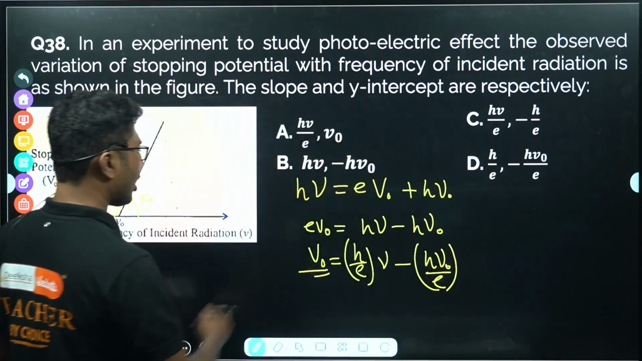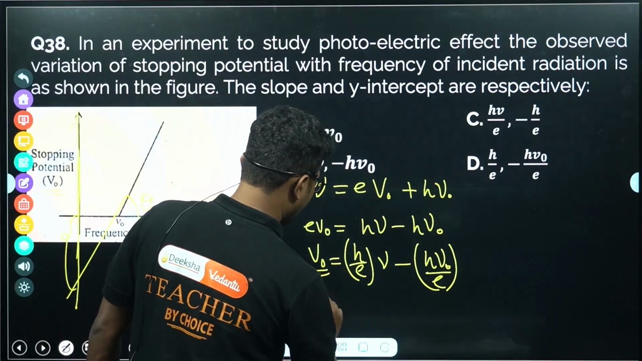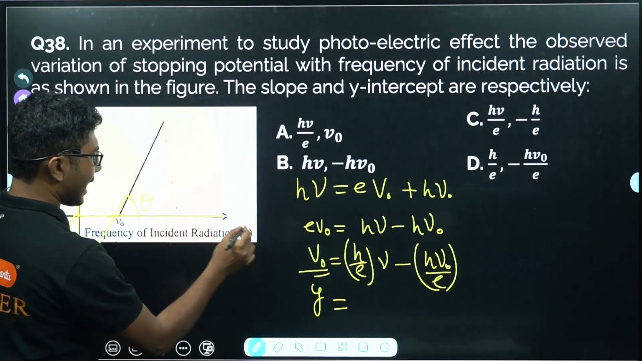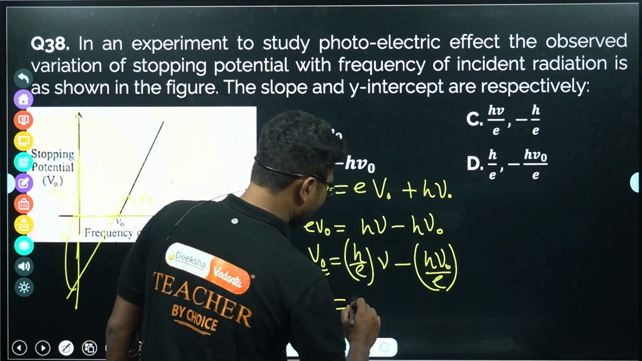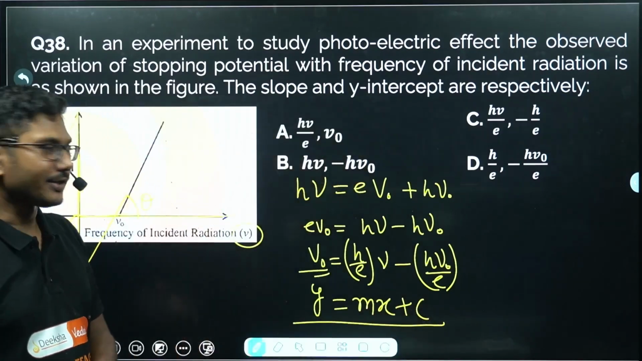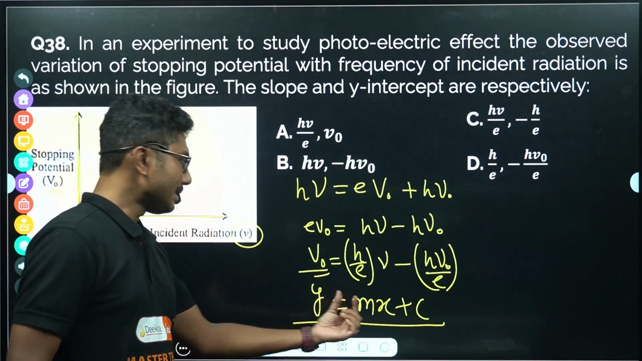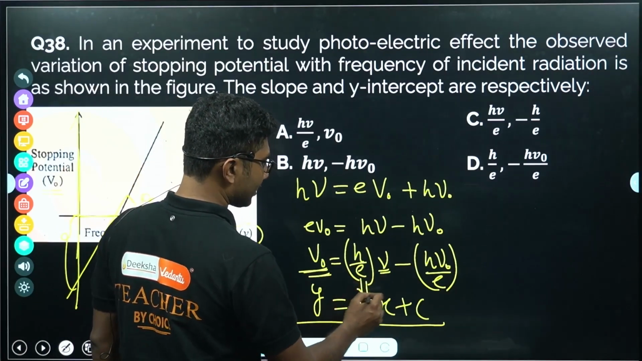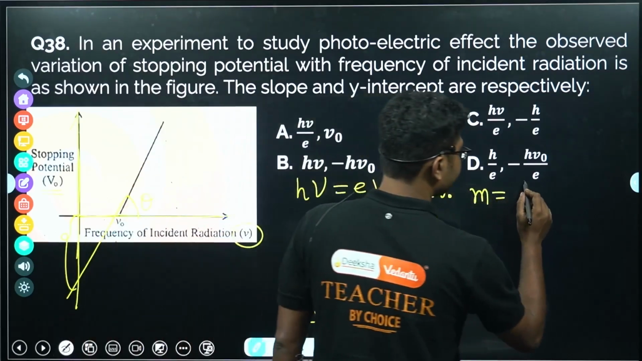Now if you see what is along the y axis, we have the stopping potential V0. So we can write this as y, and along the x axis is the frequency of radiation, nu. So we can write this as y equals mx plus c, our familiar straight line equation. If I give you this equation, you will be able to say what the slope is. Slope is m. Now compare this: this is y, this is x, so m must be this. From this, the slope must be h by e.